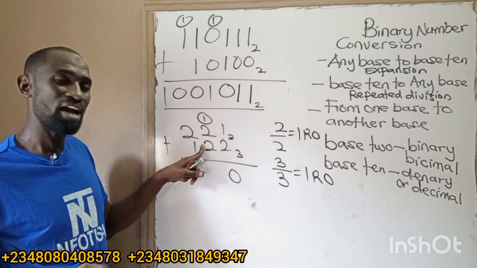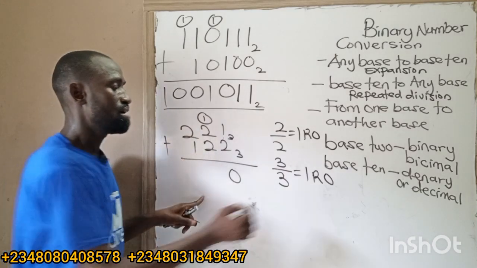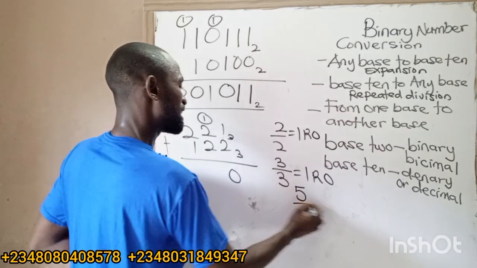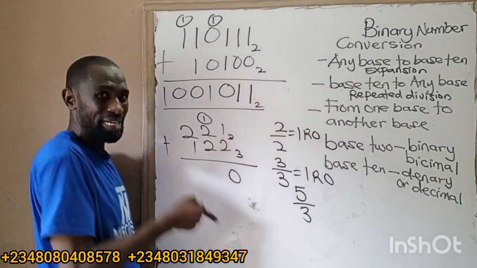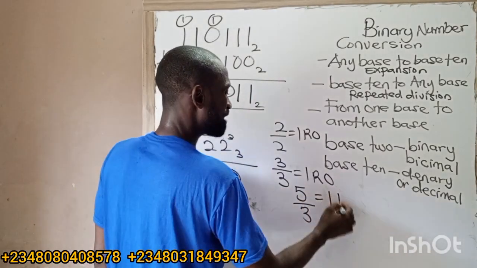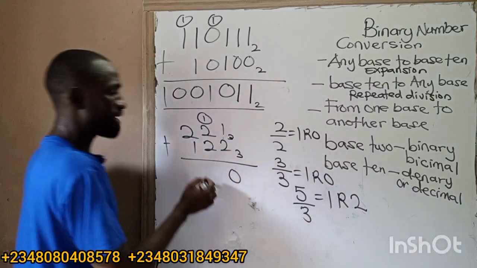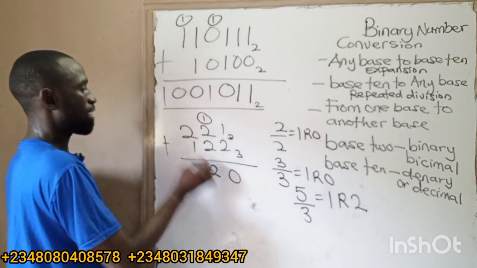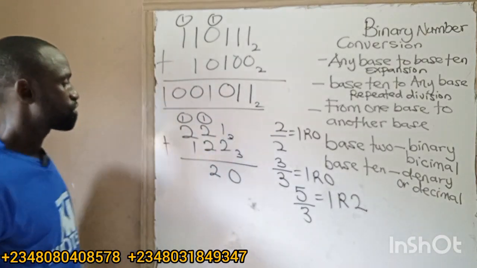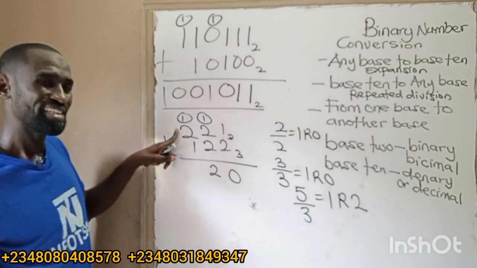1 plus 2 is 3. 3 plus 2 is 5. I can't see 5 in base 3. I will now divide my result by what now? By 3, by the base. This will now be 1 remainder what now? 2. So what will I write here? I'll write 2. I will carry what now? 1. Okay?